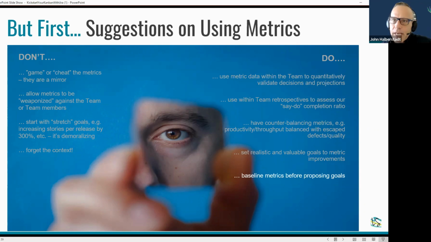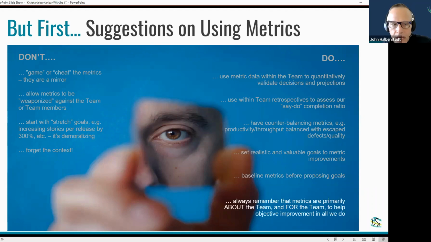That's a really good way. And it's also a great way to get all of the team involved to say, what is a reasonable improvement over what period of time for what metric, and how do we as a team make that happen? And then this last point, just always remember that these metrics are primarily about the team and for the team to help objective improvement in all we do.